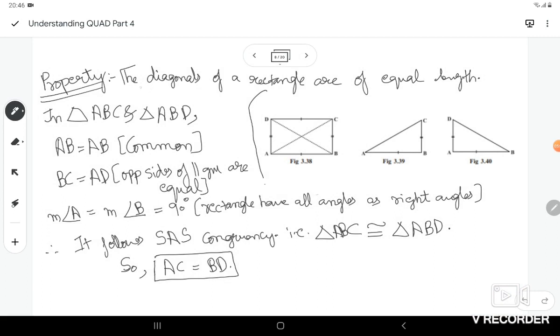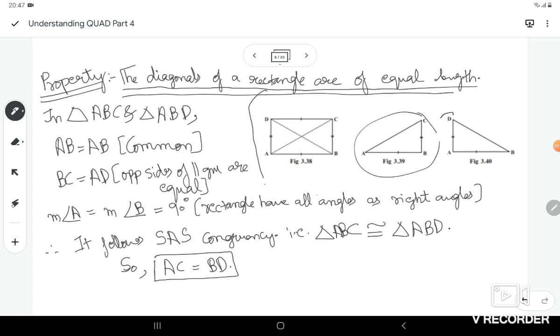Now moving on to the property of the rectangle, it says the diagonals of a rectangle are of equal length. Now let's see how this property is satisfied. We take the diagonals and divide the rectangle into two triangles. In triangle ABC and triangle ABD, you can see in the figure, AB is equal to AB. Why? It's common. And BC is equal to AD, because opposite sides of a parallelogram are equal.